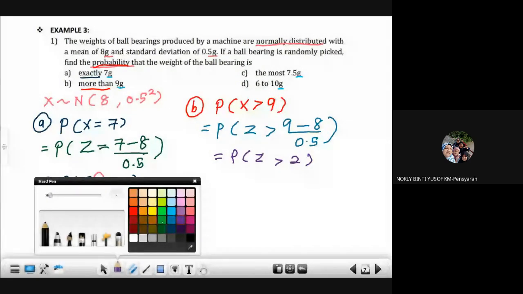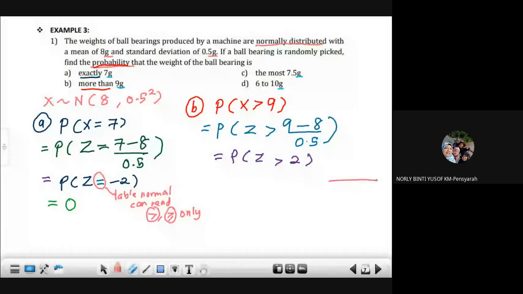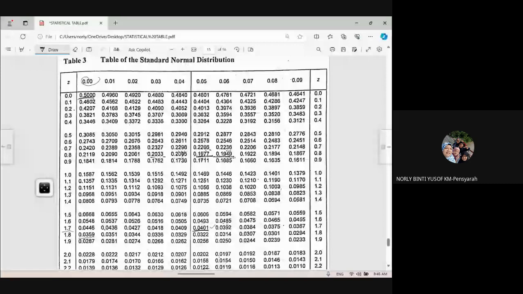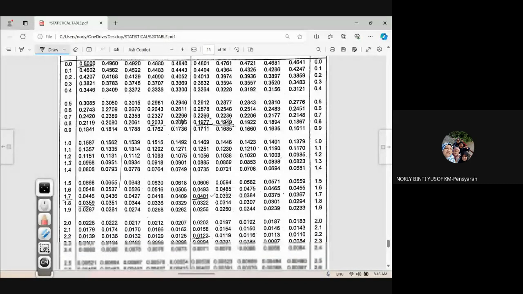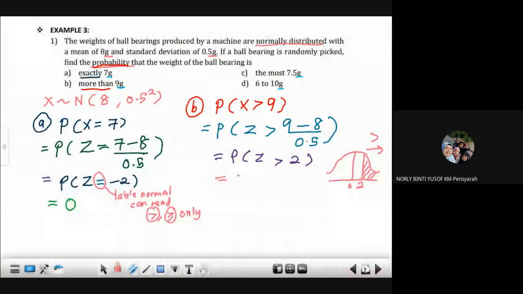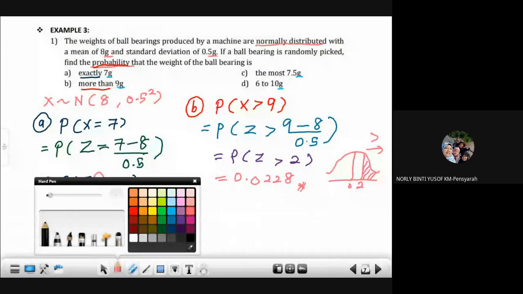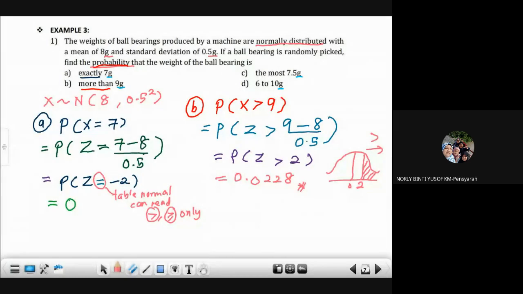So Z greater than 2, you boleh baca table lah for Z kan. Sebab kalau kita draw normal shape, kita punya Z adalah on right tail. Sebab lebih besar, so lebih besar boleh terus baca lah. So baca dekat table for 2.0, 0.0228. So that is your value, 0.0228. Okay, so that is for B. So tengok pada C.